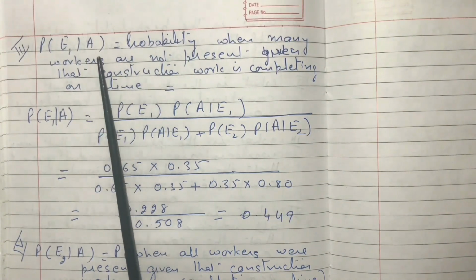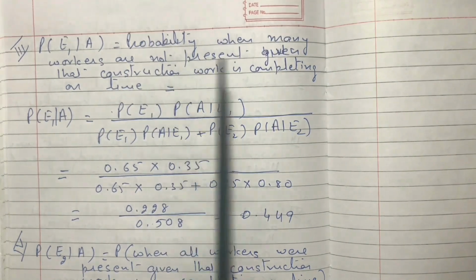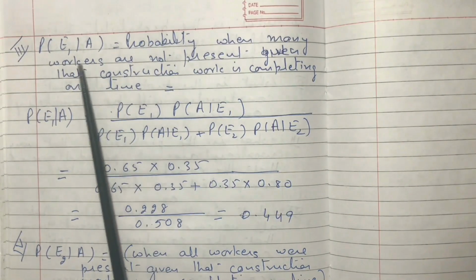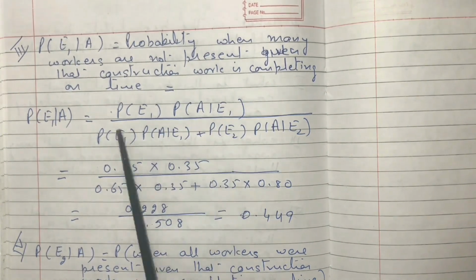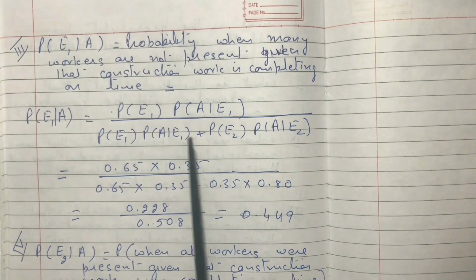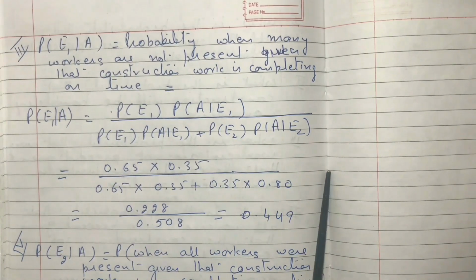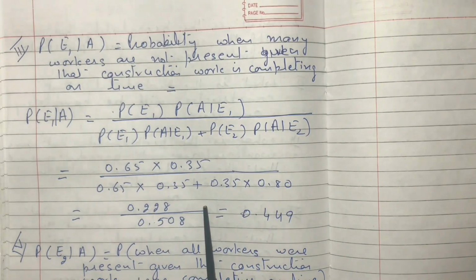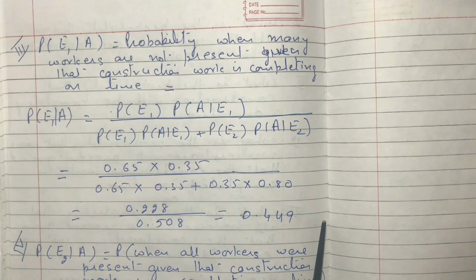It means you have to find the probability when many workers are not present, given that construction work is completed on time. So write the formula. Probability of E1, probability of A given E1 upon probability of E1, probability of A given E1 plus probability of E2, probability of A given E2. Substitute the values. You have all the values, just substitute the values. Calculate it, you will get 0.449. That is the answer.